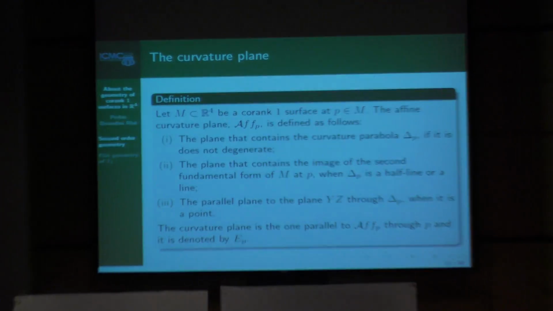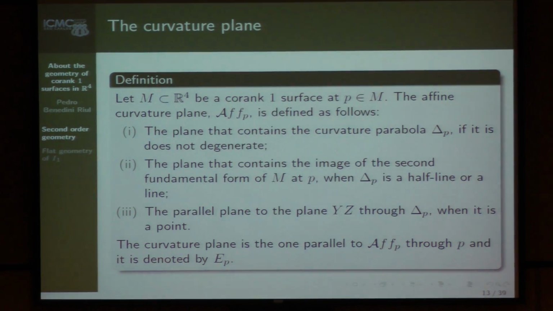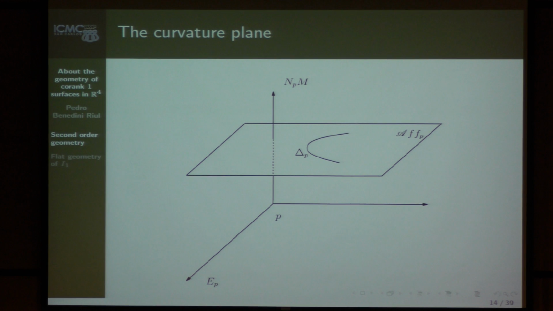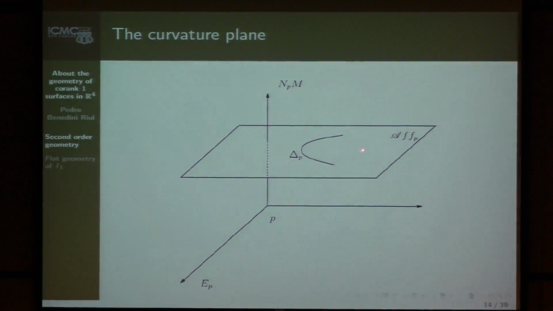Well, so we have the affine curvature plane and the curvature plane itself. Here we have an illustration of the previous definition. We have the curvature parabola, the affine curvature plane, and the curvature plane itself.